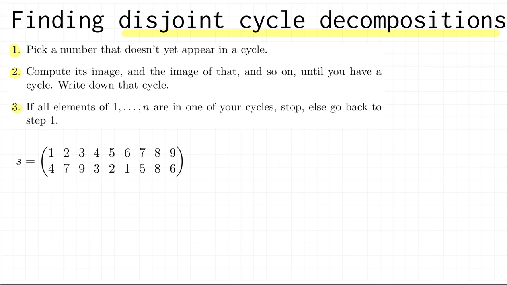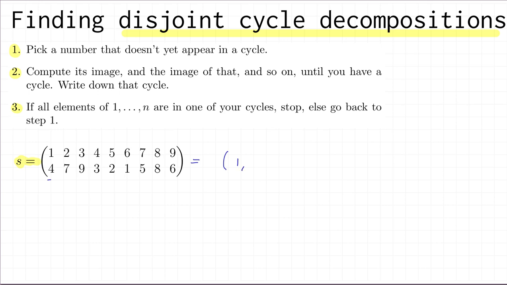Okay, let's do this in an example, because when you see it working, you'll see this is really simple to do. So I've got just here a permutation S given in two-row notation, and I'm going to compute an expression, a product of disjoint cycles equal to S. So how do we do it? Step one tells us to pick a number which isn't yet in a cycle. So I may as well choose number 1. It doesn't matter what I choose, but I'll choose number 1.